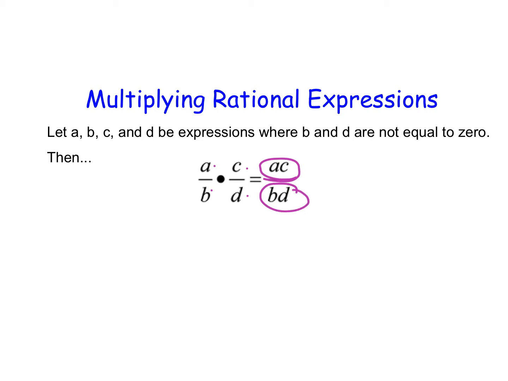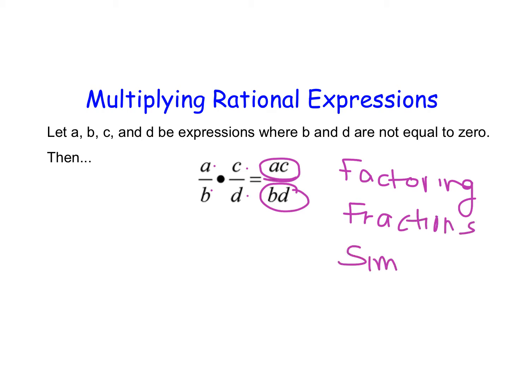The only difference here is we're going to have to use our simplifying and factoring techniques to help us out, because we're going to need to then simplify this rational expression, and we know that the way to simplify the rational expression is to use factoring. So essentially, we're going to combine factoring along with simplifying fractions. We're going to use what we know about fractions, and then we're going to fully simplify this new rational expression.